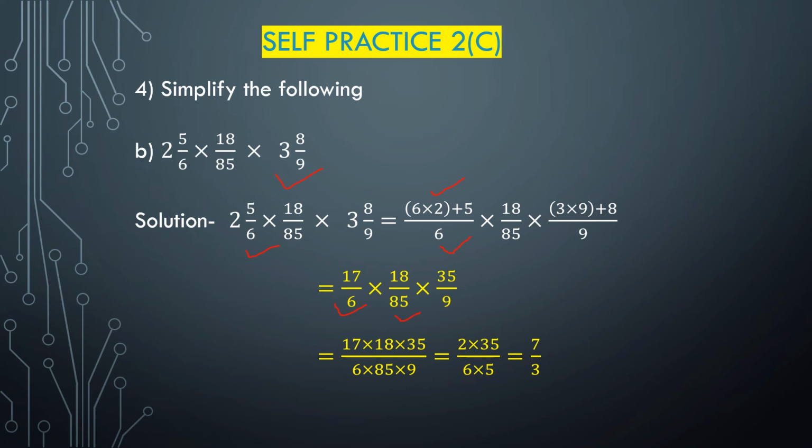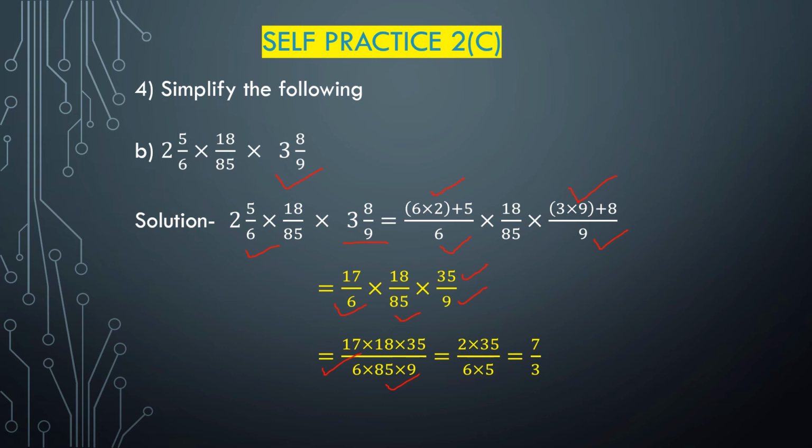Convert this mixed fraction into an improper fraction. Multiply the denominator with the whole, 9 multiply with 3, plus the numerator 8, divided by the denominator 9. 9 multiplied with 3 is 27. 27 plus 8 is 35. 35 divided by 9. Now multiplying these fractions equals the product of numerators divided by the product of denominators. So the product of numerators is 17 multiplied with 18 multiplied with 35, divided by 6 multiplied with 85 multiplied with 9.